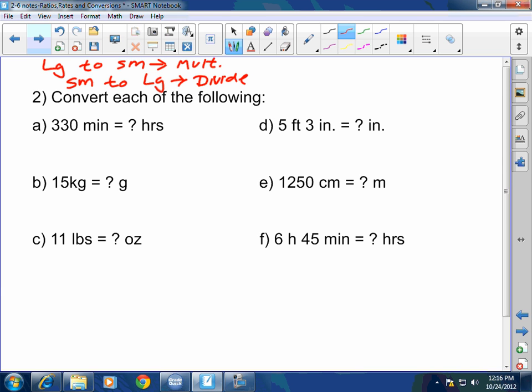So once again, my brothers, going minutes to hours is that small to large or large to small? So am I going to multiply or divide? I'm going to divide by 60 because that's the conversion factor. So I have a 60 here, cancel out my zeros. So this goes into 33.5, 5.5. So 5.5 hours. Either way.